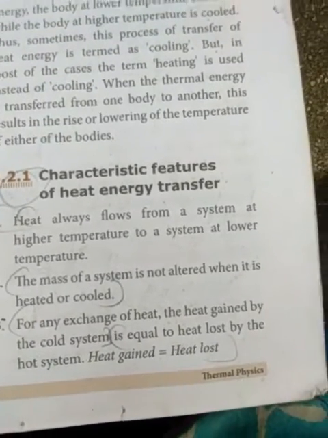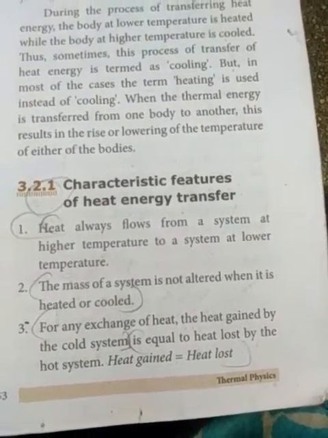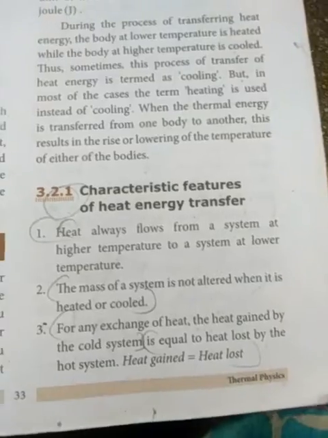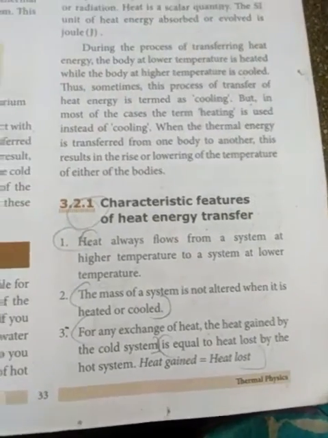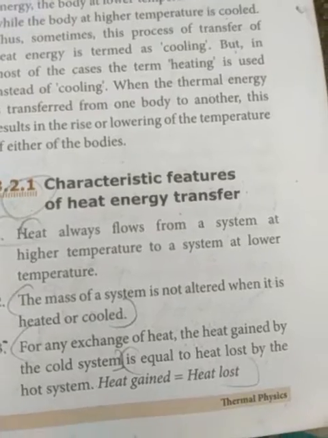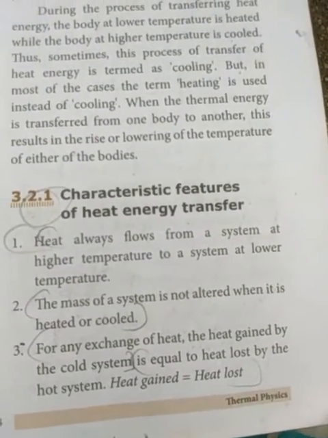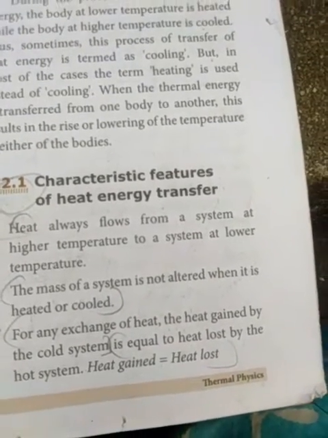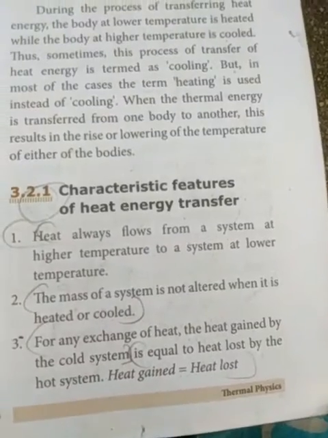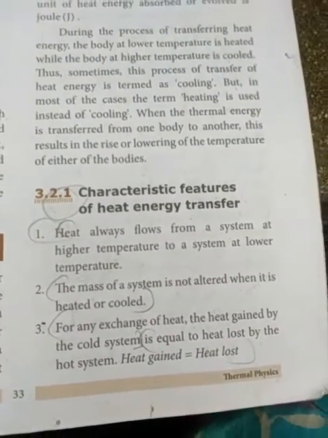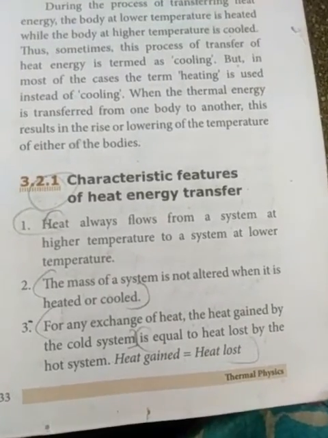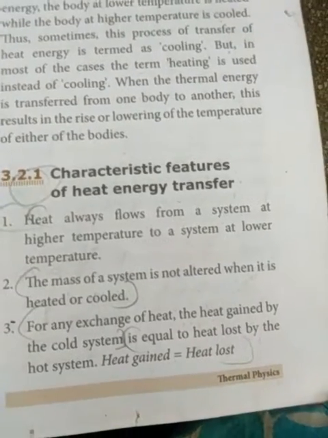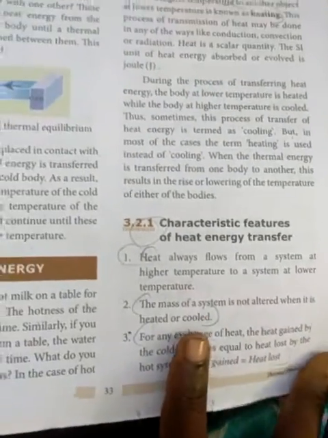Okay, wow. So next you see the characteristics of heat energy transfer. Heat flows from a system at a higher temperature to a system at a lower temperature. So heat always flows from the higher to the lower object. The mass of the system is not altered when it is heated or cooled. For any change, the heat gained by the cold system is equal to the heat lost by the hot system. So heat gained equals heat lost.